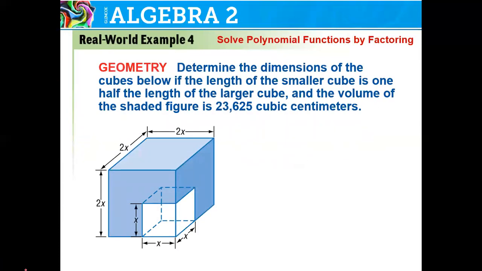Okay, let's take some word problems. Determine the dimensions of the cubes below if the length of the smaller cube is 1/2 the length of the larger cube, and the volume of the shaded figure is 23,625 cubic centimeters. So actually they said that there is a cube, cut from it a small cube, and they gave us the volume of the shaded part. They said that the small cube is half the length of the big cube.